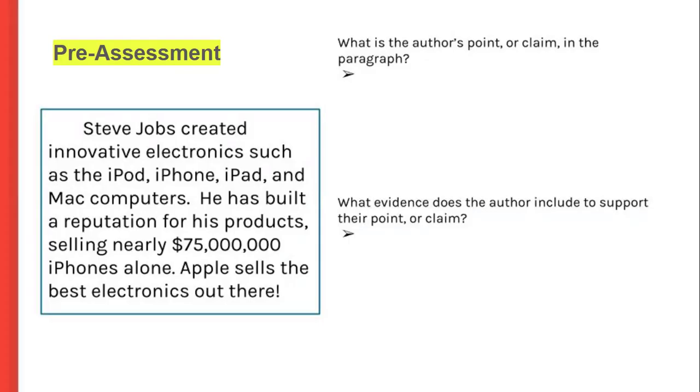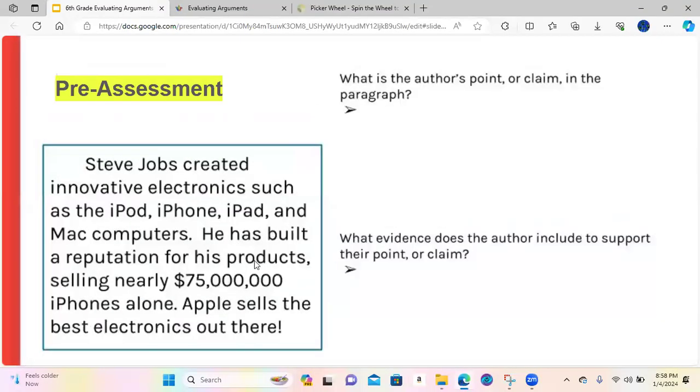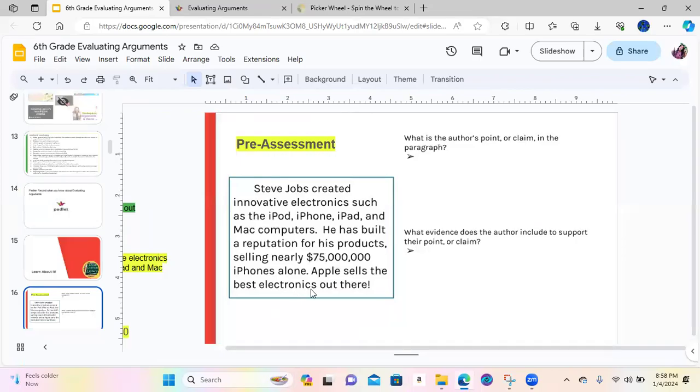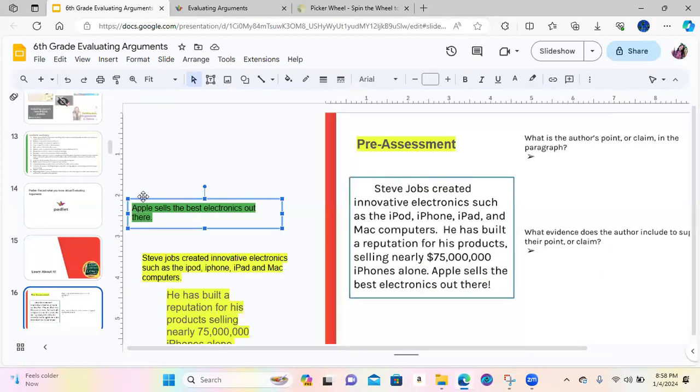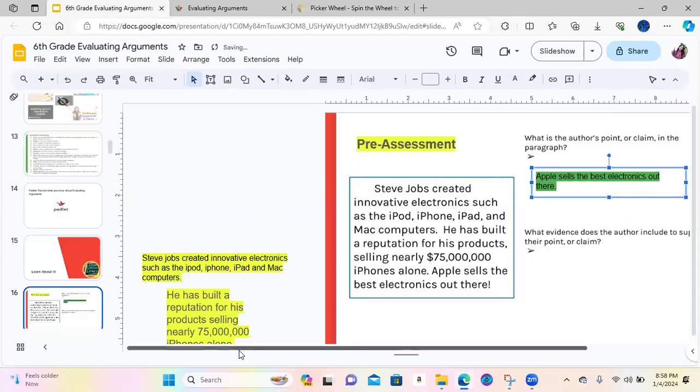Now, what is the author's point or claim in the paragraph? What is the author trying to tell us? What is the author's position? Yes, if you said Apple sells the best electronics out there, you are correct. That is the author's claim.